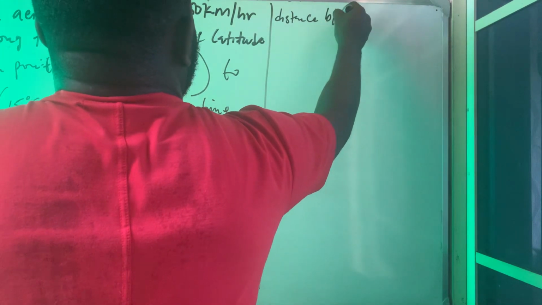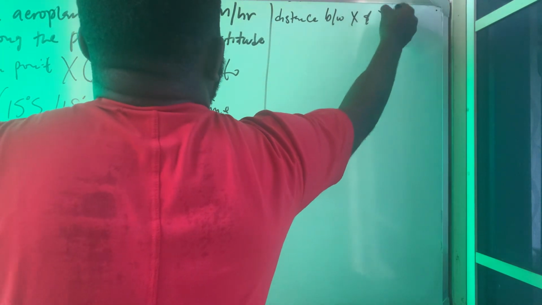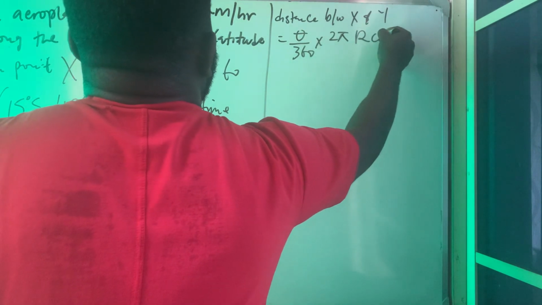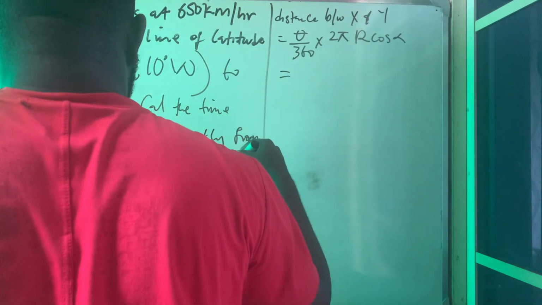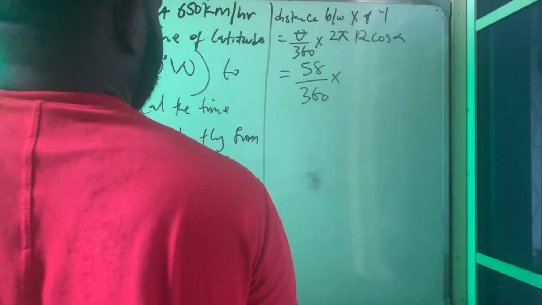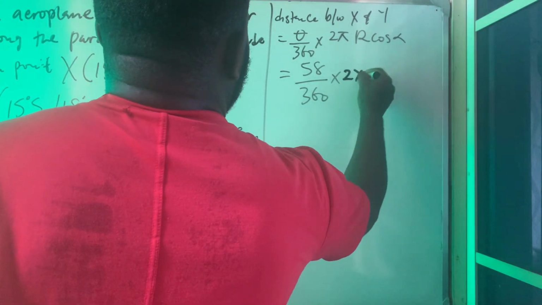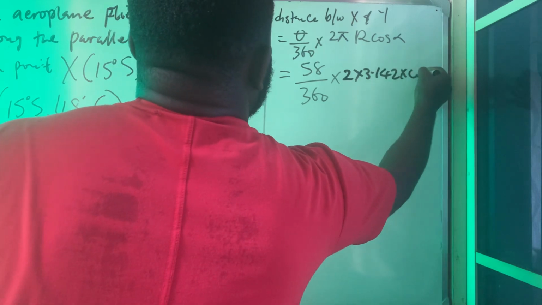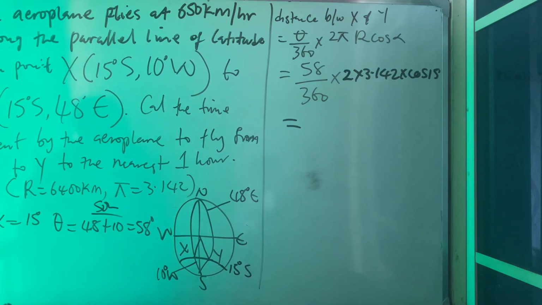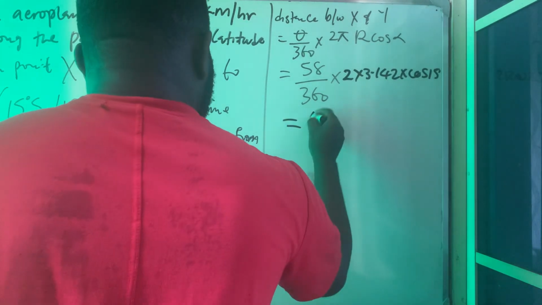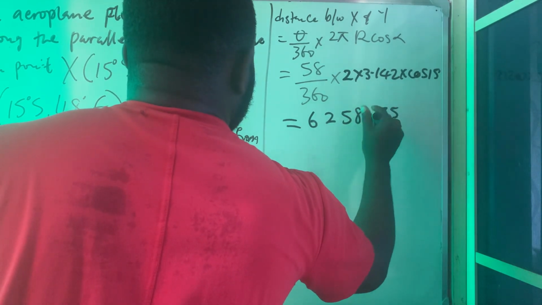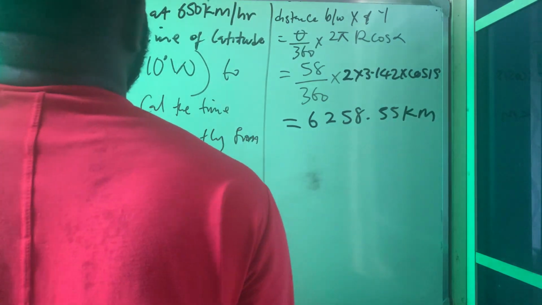So the distance between X and Y is equal to theta over 360 times 2 pi R cos alpha, which is 58 over 360 times 2 times 3.142 times cos 15. If you do everything, you're going to have 6258.55 kilometers.